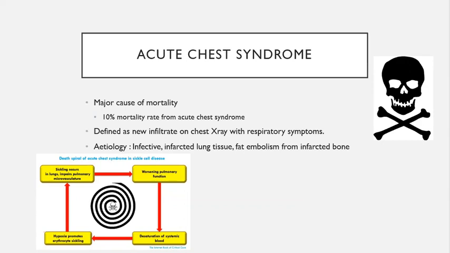So this is a major cause of mortality, with about a 10% mortality rate from acute chest syndrome. And this is defined as a new infiltrate on chest x-ray with respiratory symptoms. And these symptoms include chest pain, dyspnea, hypoxia, or even coughing. And the etiology varies from infective in origin to infarcted lung tissue or fat embolism from infarcted bone.